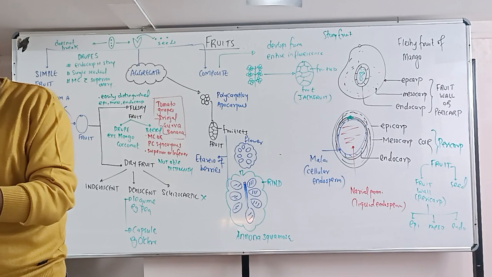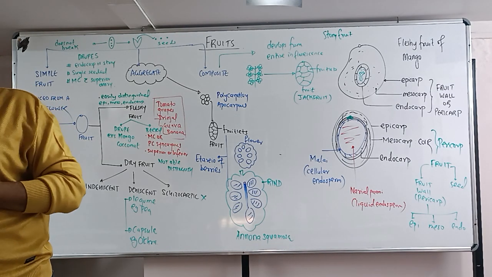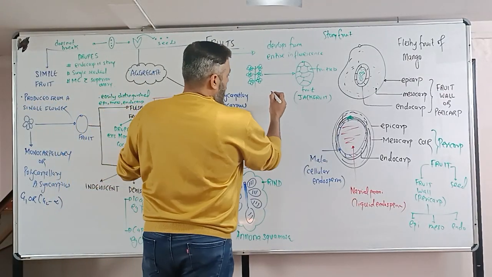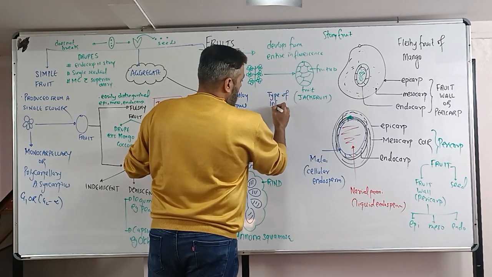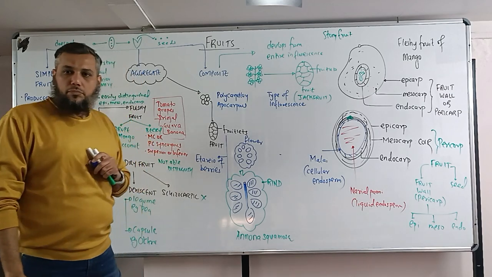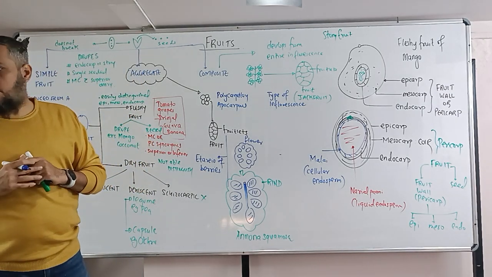व्हेरएज व्हेन आई एम ईटिंग वन पार्ट ऑफ द अनानास फॉर्मोसा, व्हाट एम आई ईटिंग? वन ओवरी. व्हाट माय पॉइंट? नाउ डिपेंडिंग अपॉन द टाइप ऑफ इनफ्लोरेसेंस, the details of the type of inflorescence are still, we are supposed to do it.